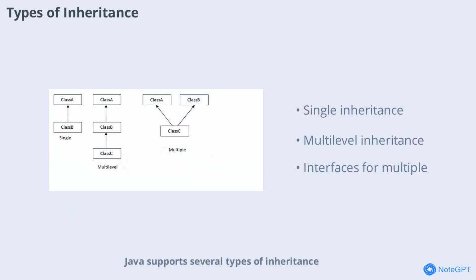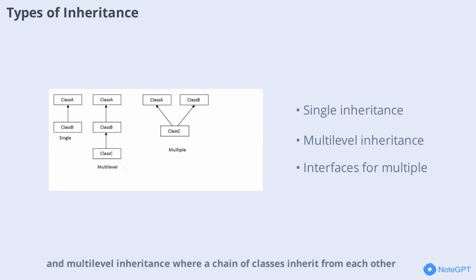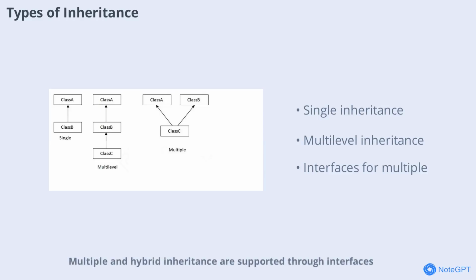Java supports several types of inheritance. The most common are single inheritance, where one class inherits from another, and multi-level inheritance, where a chain of classes inherit from each other. Multiple and hybrid inheritance are supported through interfaces. Understanding these types helps you design more efficient and organized code structures.